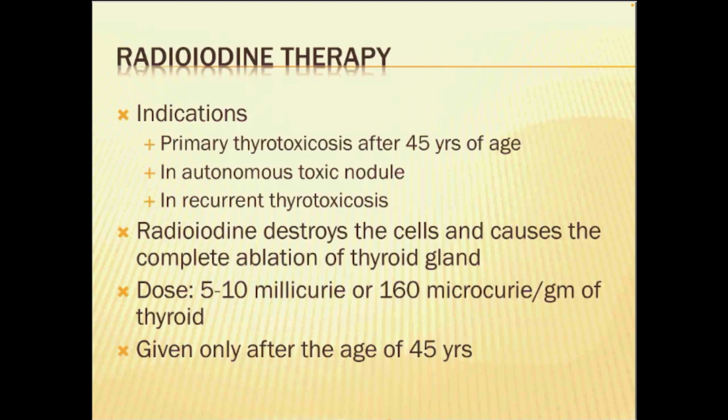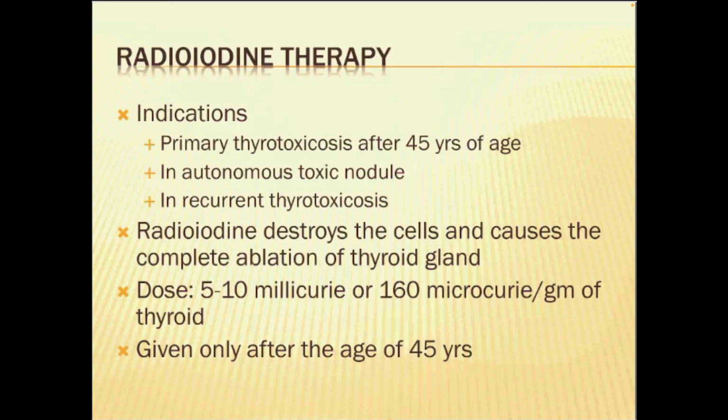So coming to radioiodine therapy, the indication for radioiodine therapy is primary thyrotoxicosis after the age of 45 years. Usually primary thyrotoxicosis is common in the younger age group. If it occurs after 45, we should go for radioiodine therapy. In case of autonomous toxic nodules, and in case of recurrent thyrotoxicosis, we can go for radioiodine therapy.